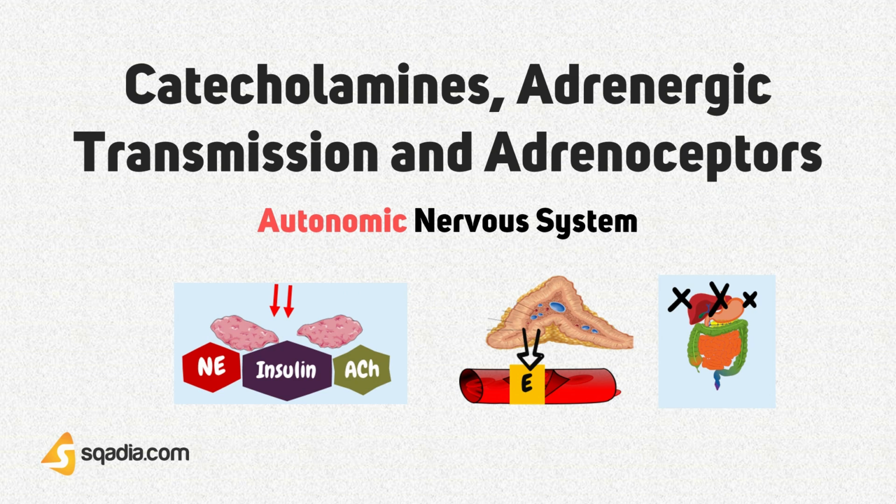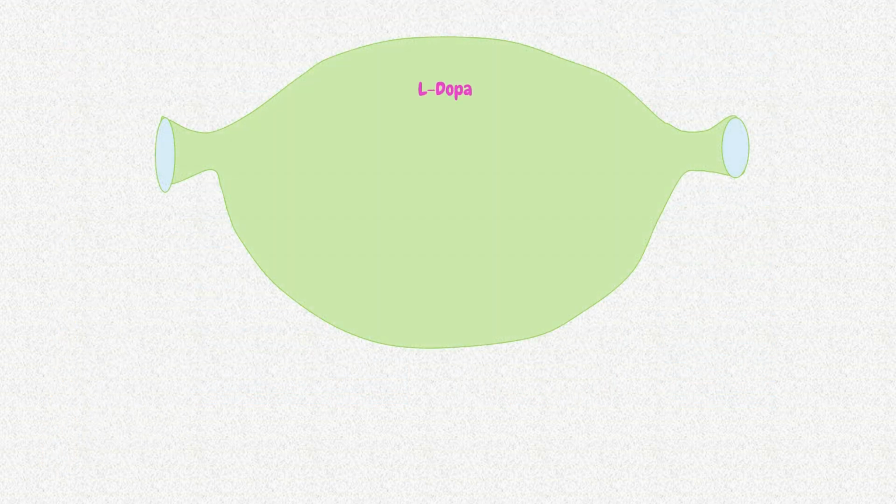In this section, we will talk about the catecholamines, adrenergic transmission, and adrenoceptors. Certain neurons can enzymatically produce L-DOPA, or L-dihydroxyphenylalanine, from L-tyrosine, using an enzyme called tyrosine hydroxylase, and it is the parent substance of dopamine, norepinephrine, and epinephrine.